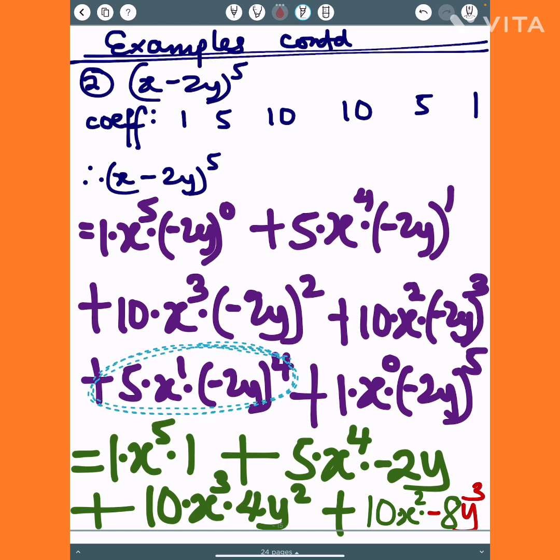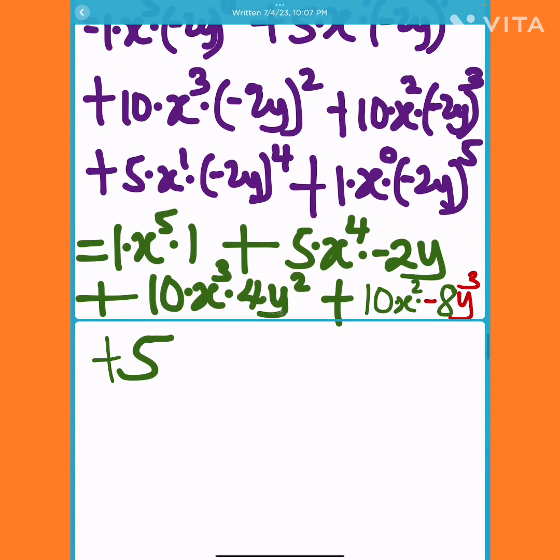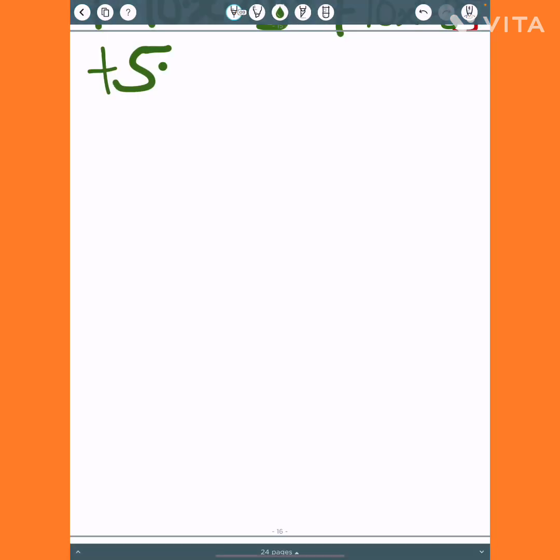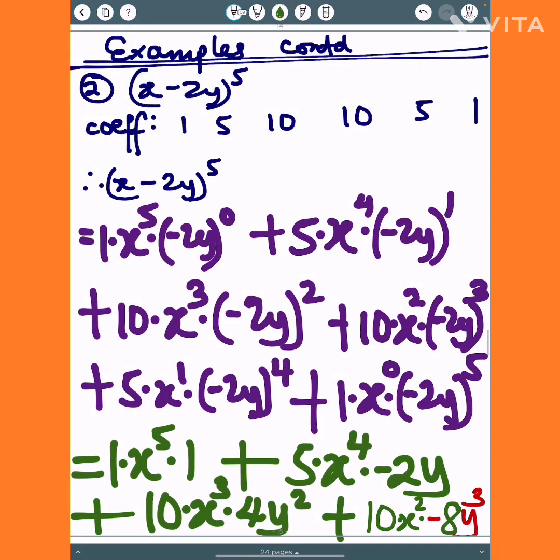So first thing, I'll write down the coefficient. 5. My coefficient is 5. So I write down the 5 times x raised to power 1. That's times x. X raised to power 1 is x. I'm working on this term. So I write down the 5. X raised to power 1 is x.